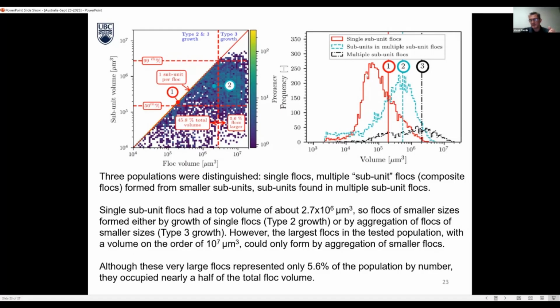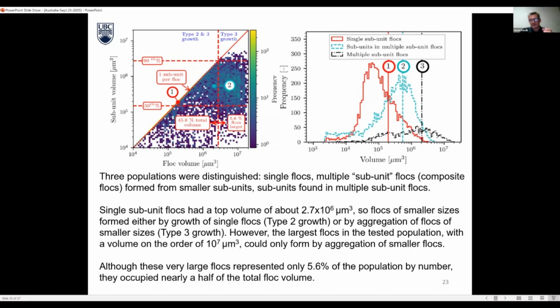So we have 3 distributions here: distribution of single flocks, distribution of subunits that we found in multiple flocks, and then distribution of these very large flocks composed of multiple subunits. So going all the way to the top right, there is a small population of flocks in the top right corner that always consist of very large subunits. They do not exist as single flocks. In other words, these largest flocks had to form as a result of aggregation between smaller flocks. We call that type 3 growth. So basically they are so large that they can only form from smaller flocks.